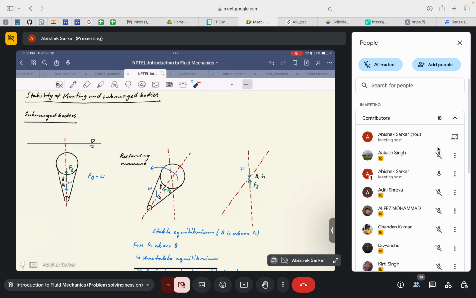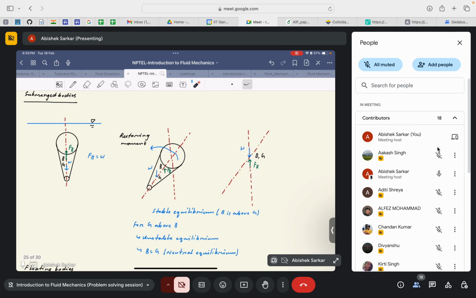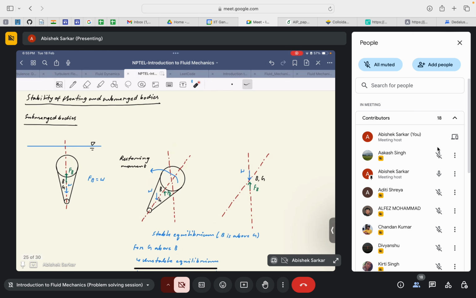Okay, and the weight of the body will act through the center of gravity, and the buoyant force will act through the center of buoyancy. Okay, so in this case, if it is in this configuration, then the buoyant force is balanced by the weight of the body. So stability comes into the picture when we are giving a particular displacement to this body.